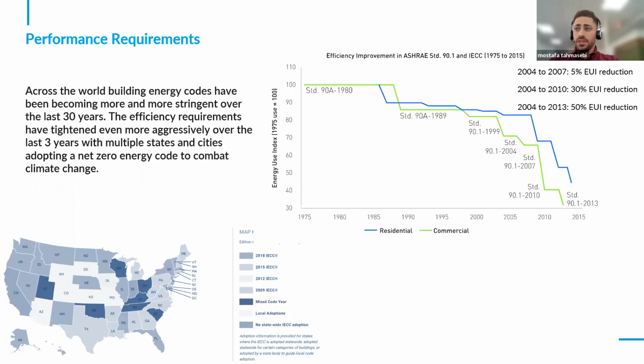The chart that you can see on the right side of the screen shows energy use index improved for both residential and commercial buildings as energy codes got stricter over time. So if you compare, let's say, 2004 with 2013, we can see across both residential and commercial buildings, we can notice a 50% EUI reduction.